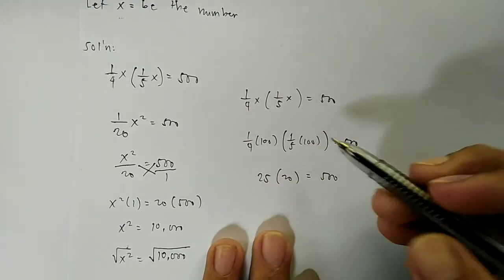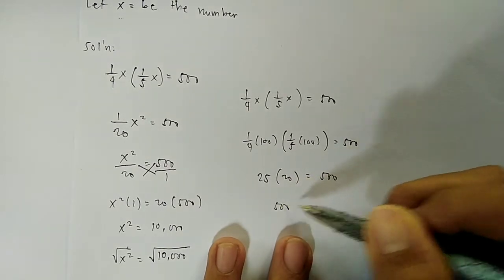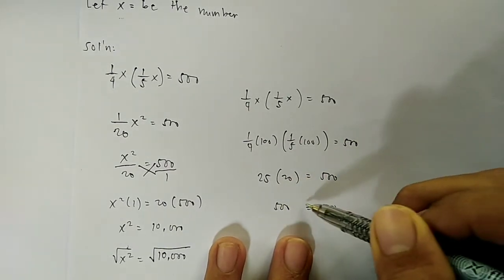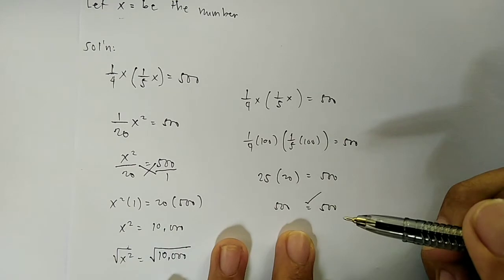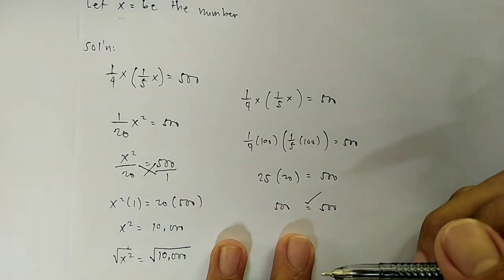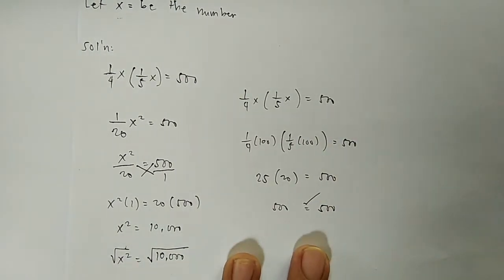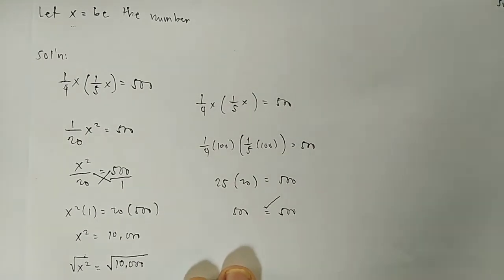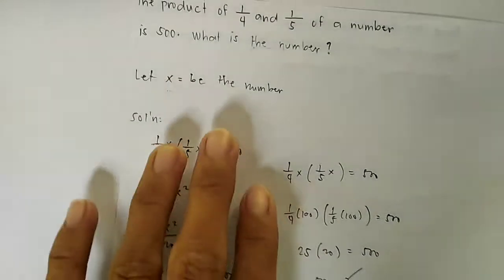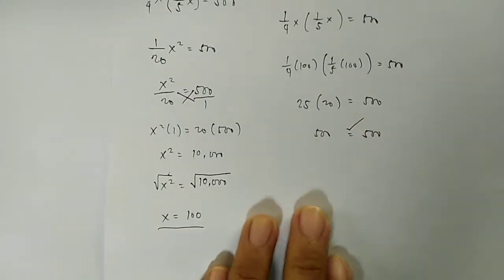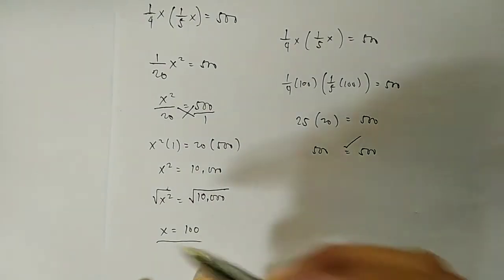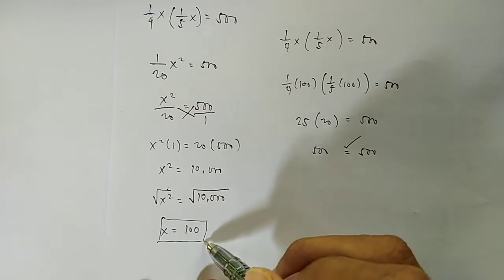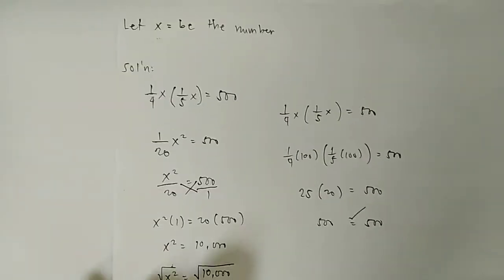Multiplying 25 and 20, you will get 500, which is equal to 500. Meaning to say, we are correct that the correct value or the correct number that the problem is asking for is 100. So this is the correct answer.